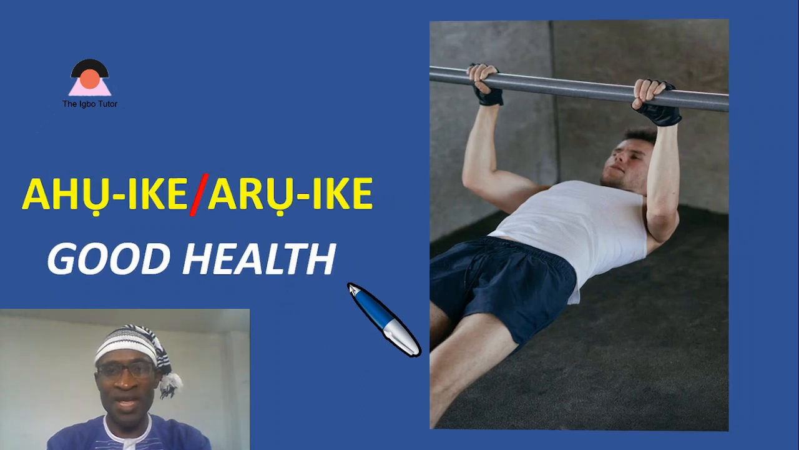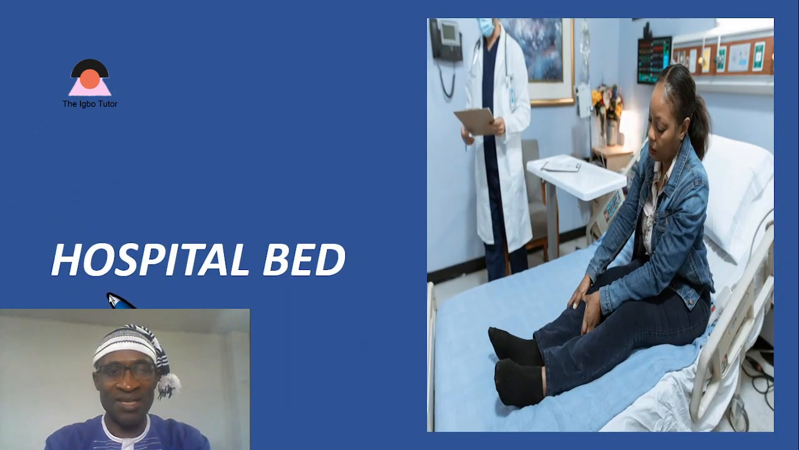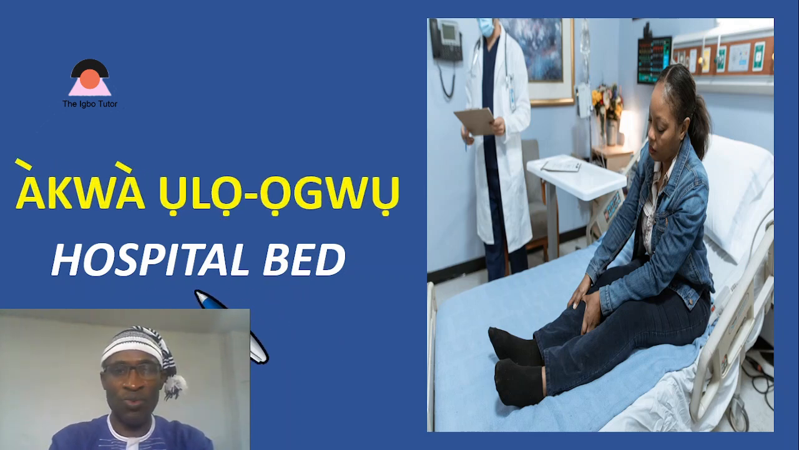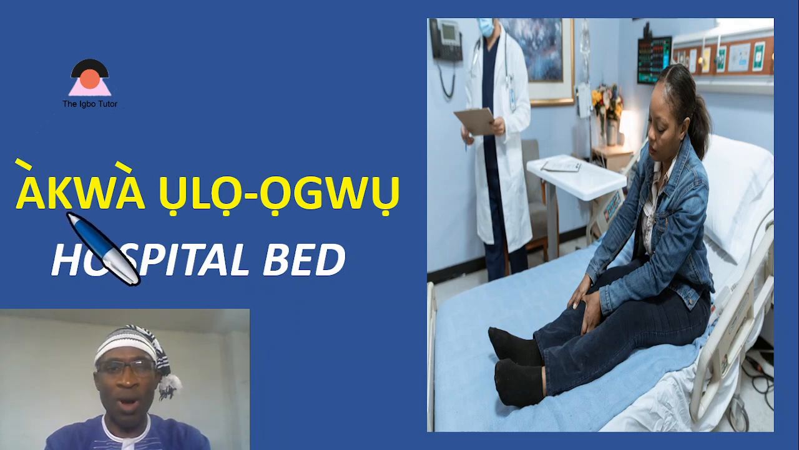Let's move on from here. And what we have next is hospital bed. What is this in Igbo language? We call it Akwa Ulogo. Of course, if you have been following us, you will know that Ulogo means hospital. So Akwa means bed from our previous lessons. Look at the tone here, it's low, low. So make sure you get the sound. Akwa Ulogo. That is hospital bed.